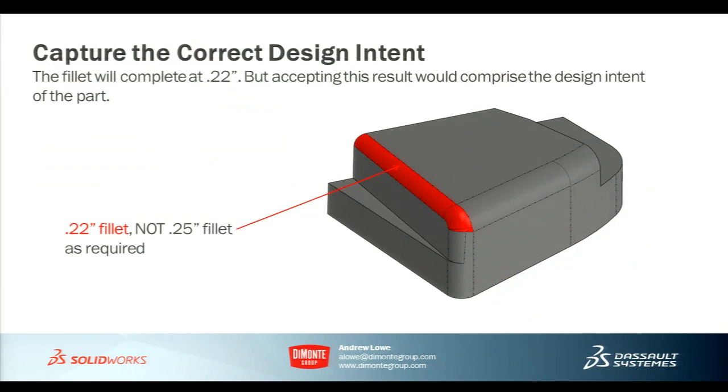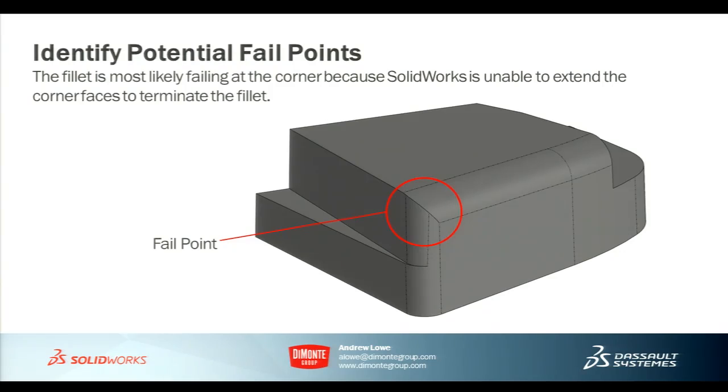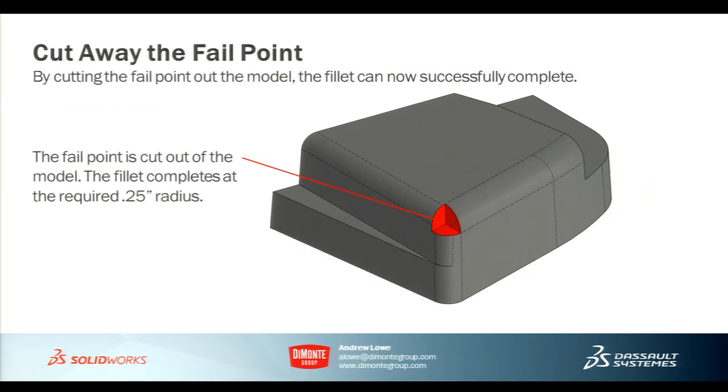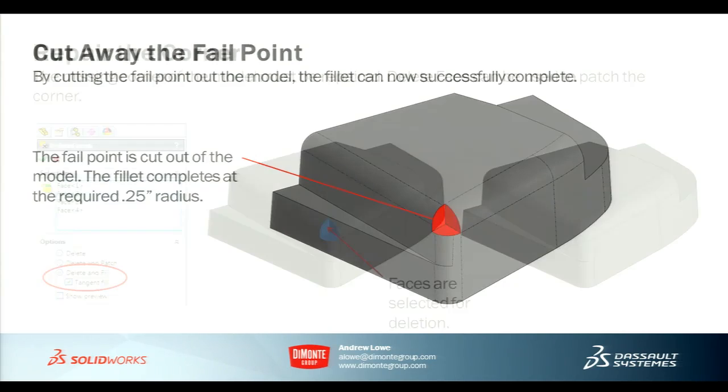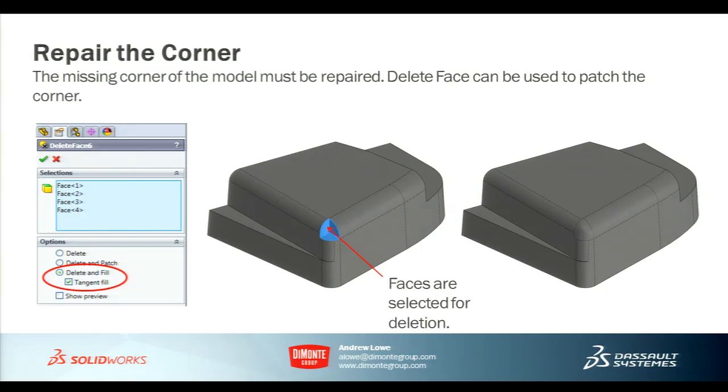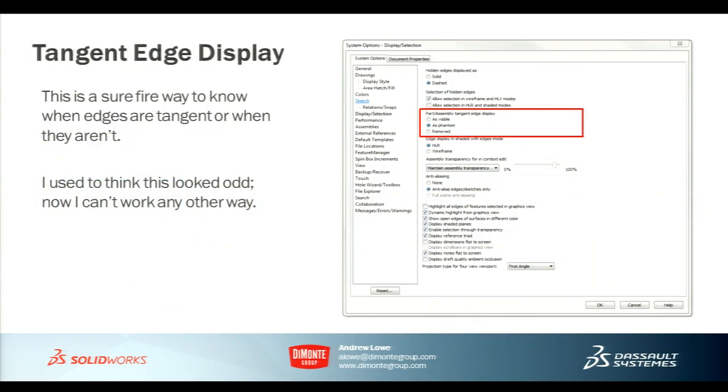So to recap, the correct design intent was a 1/4-inch fillet, but I was unable to add it at the desired radius. So I identified potential fail points along the fillet path, and here it was where there was a complicated set of faces that the software was unable to resolve the fillet with. So I cut the area away from the model, add the radius at the desired value, and then I can use the delete face command with the delete and fill, tangent fill option checked, to successfully patch over the corner. It's kind of like using sandpaper to just gently smooth everything out in that corner. So here's the tangent edge display. I invite everyone to try it out. Like I said, I used to think it looked goofy, and now I can't work any other way.